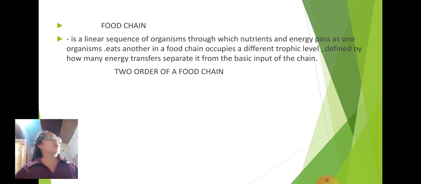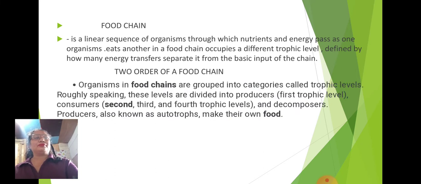There are two orders of a food chain. What are they? Okay, you're right. Thank you so much. Organisms in food chains are grouped into categories called trophic levels, roughly speaking. These levels are divided into producers, the first trophic level, the consumers, the second, third, and fourth trophic levels, and the decomposers. There are two orders of a food chain, the producers and the consumers. The consumers belong to the second, third, and fourth trophic levels, and the decomposers.